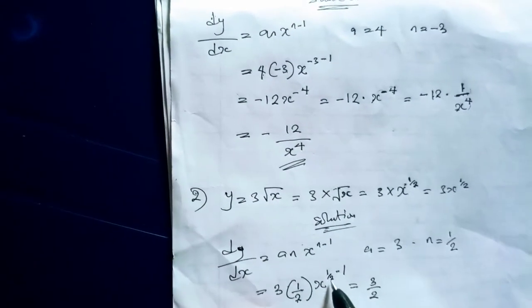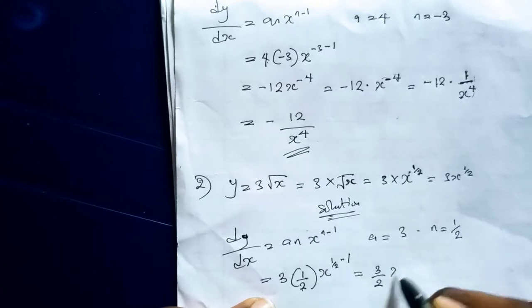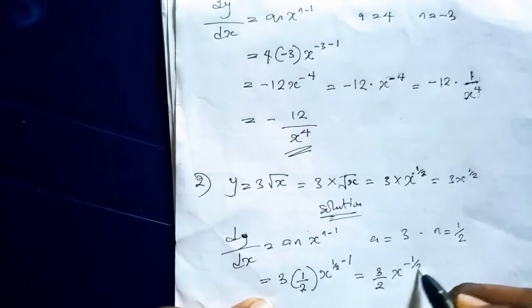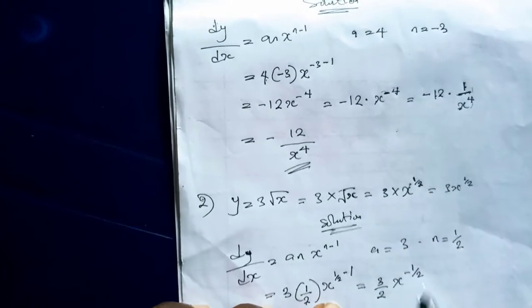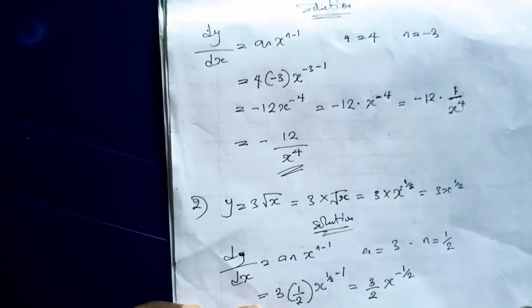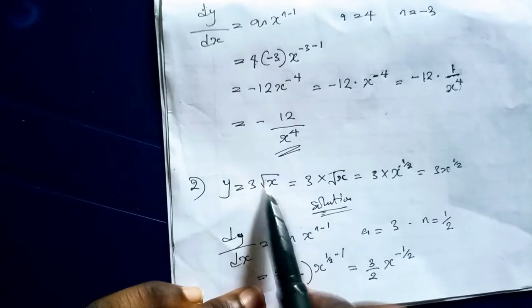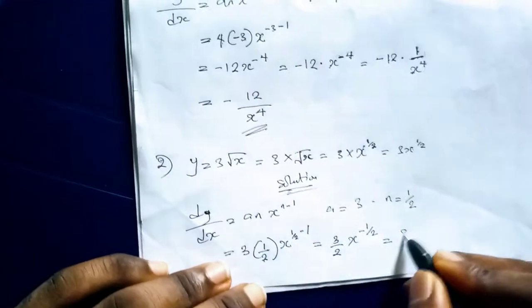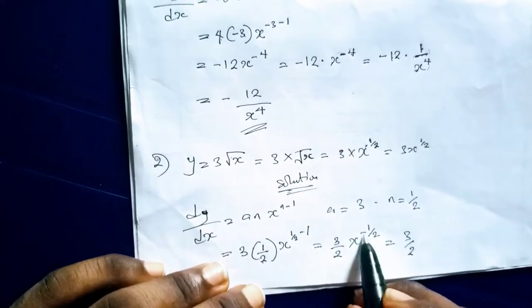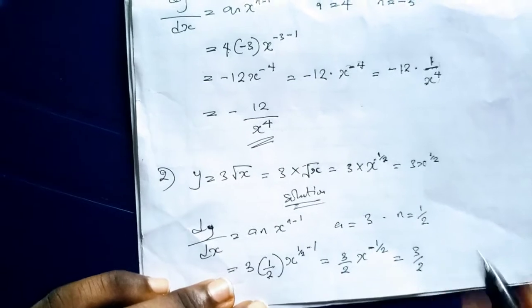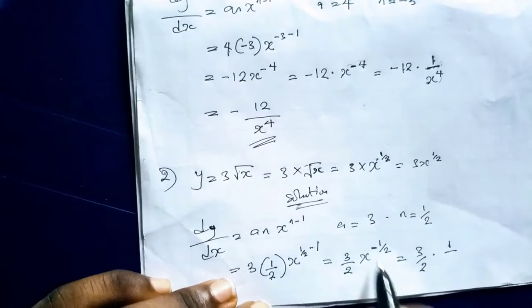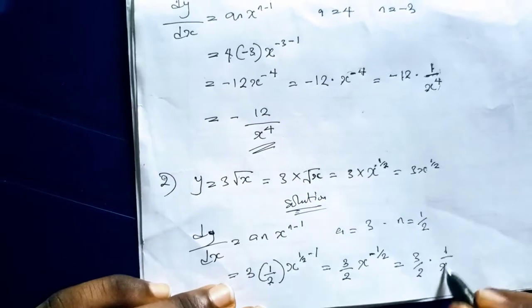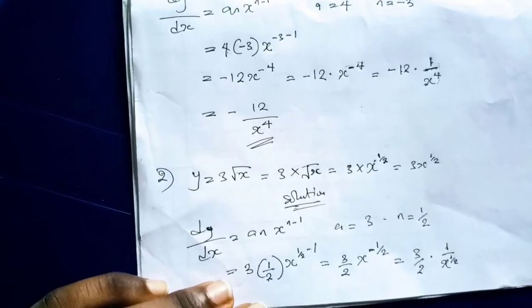And 1 half minus 1 is negative 1 half. So this is the same thing. This is our answer. We can either leave it in this form or rewrite it in this form. And we can say it is equal to 3 over 2. Now there is a negative sign here, times 1 over, which is this negative sign, x raised to power half.